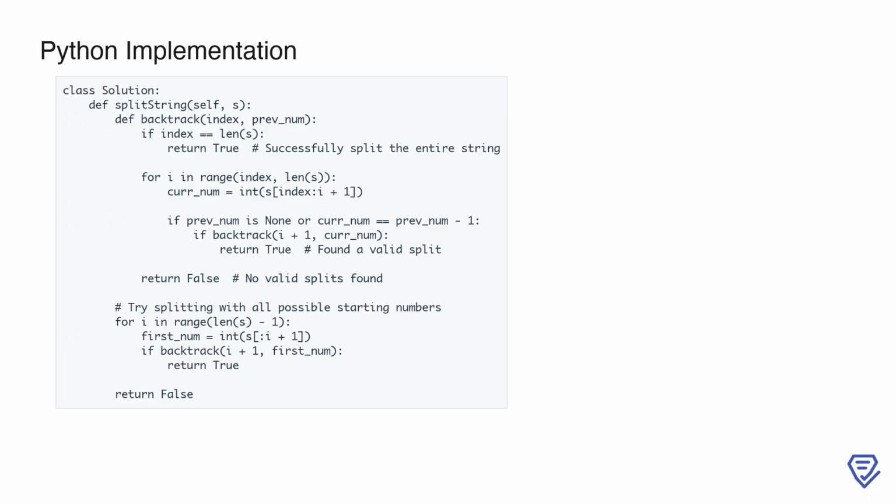The outer loop in split string iterates through all possible starting numbers by slicing the string at different positions, i+1. For each potential starting number, we call backtrack to test if a valid sequence can be formed. If any starting number leads to a valid sequence, we return true. If no valid sequence is found after trying all possible splits, we return false. This approach ensures that all possible splits are explored, and the condition of descending consecutive values is strictly enforced. The recursive structure naturally handles backtracking, and the loop ensures all potential starting points are considered.